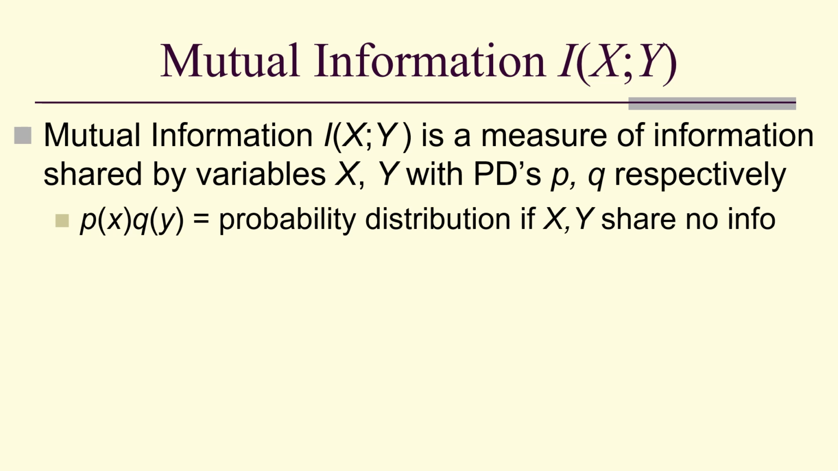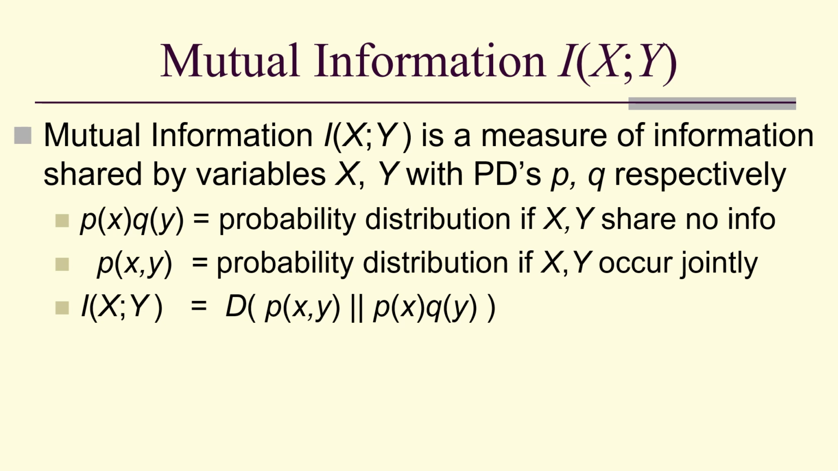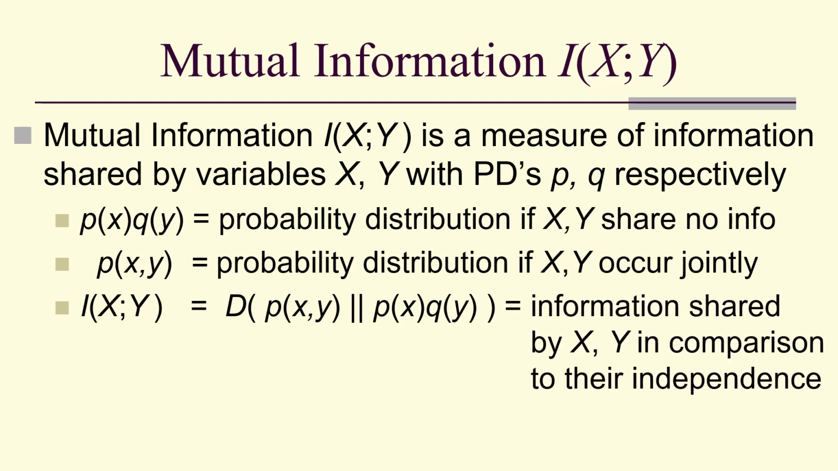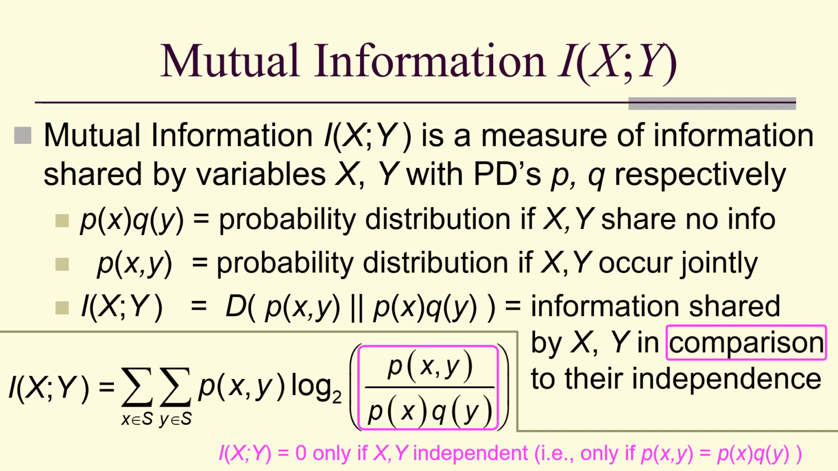The product of those variables would be the probability distribution if x and y shared no information, in other words, if they were independent. The joint probability distribution and the mutual information, again, is the Kullback-Leibler divergence of these two distributions. In other words, it's information shared by x and y in comparison to their independence. And again, we're comparing. Here's our formula for the mutual information given P and Q. Notice that if and only if we have independence do we get P of x,y as the product. That fraction becomes a 1 and we get a 0.